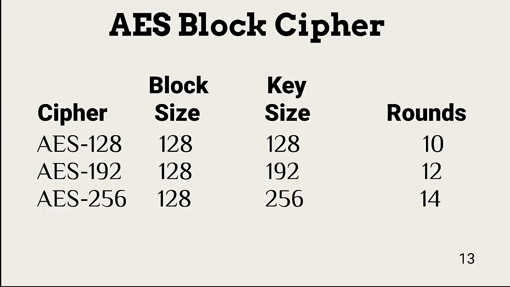The most commonly used block cipher is AES. Standardized by the National Institute of Standards and Technology, AES uses a block size of 128 bits. Key sizes vary depending on which AES algorithm is used. Also, the number of iterations or rounds increases as the key size increases.